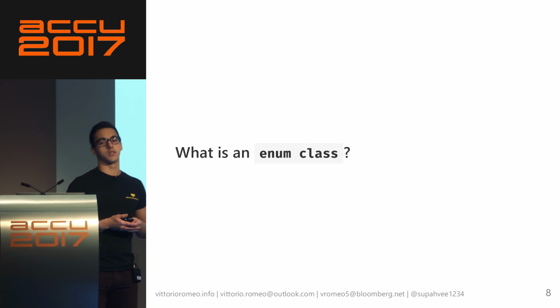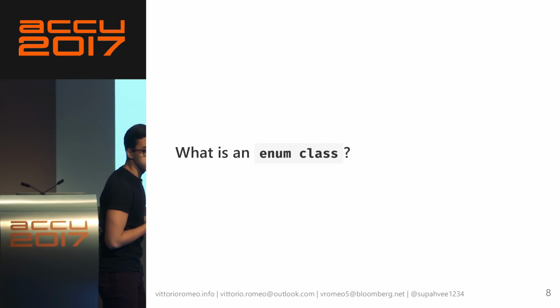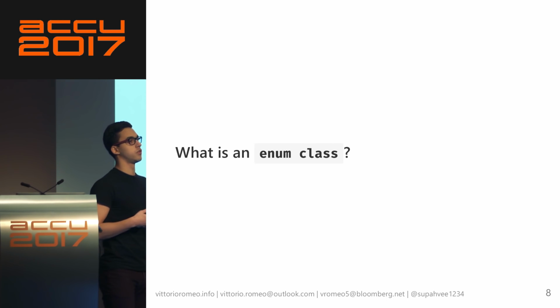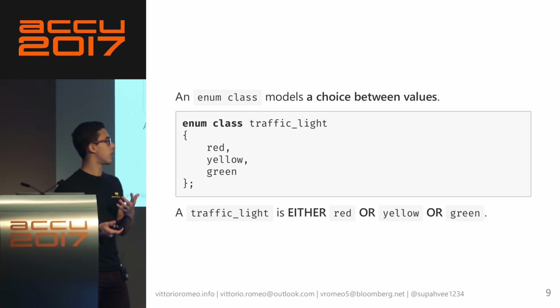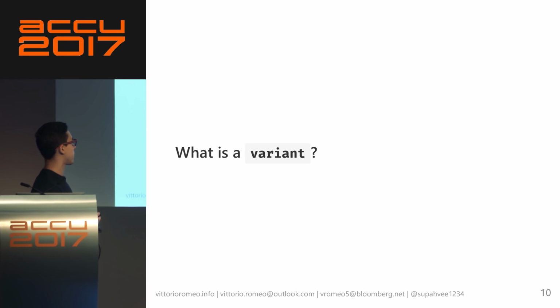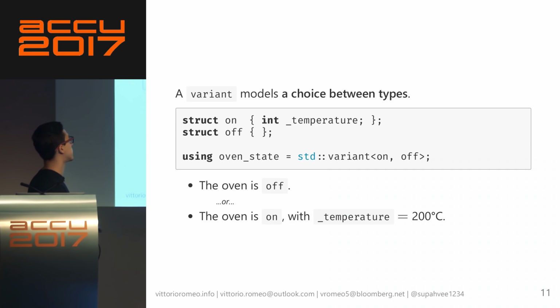What is an enum class? Sorry? Aggregate, in my opinion, is something that tells you that you can have multiple of them at the same time. I like to use the word choice. So I like to say that enum class is a choice between values. For example, a traffic light can either be red, yellow, or green. So if we follow this kind of analogy, then a variant might be defined as a choice between types.